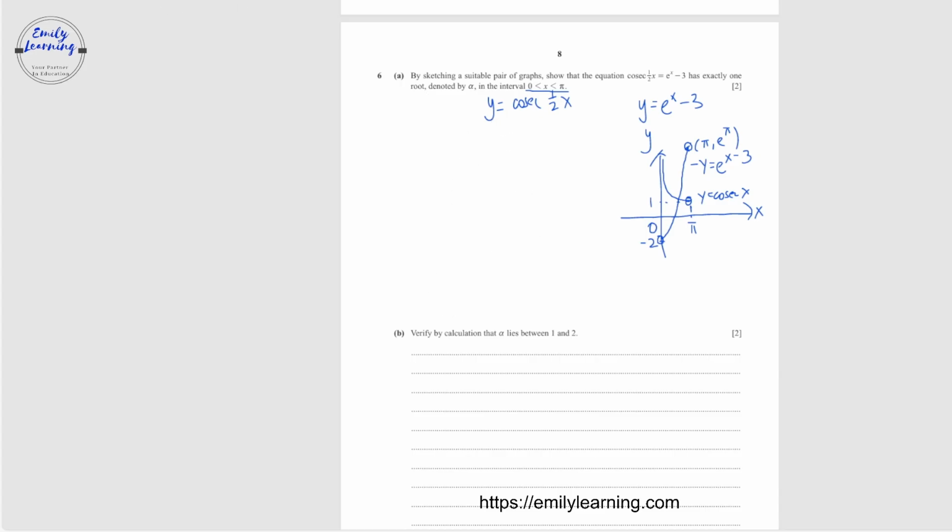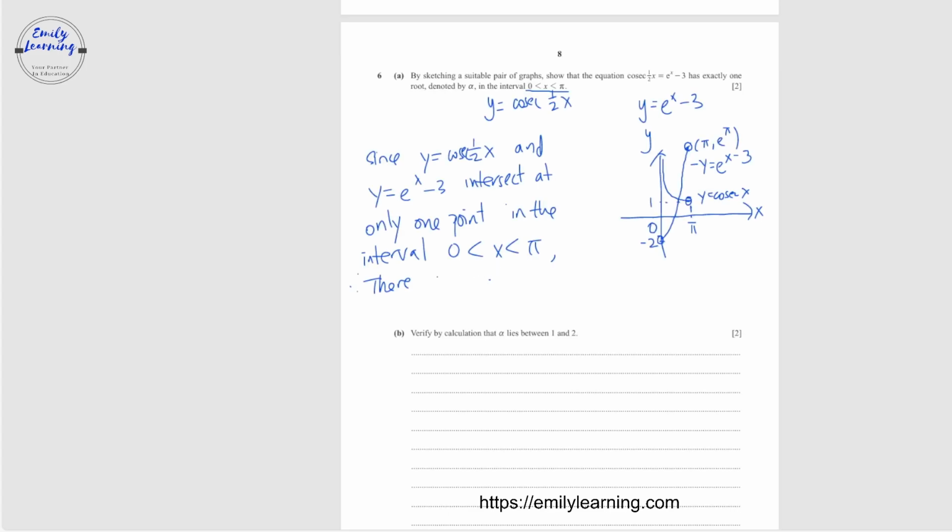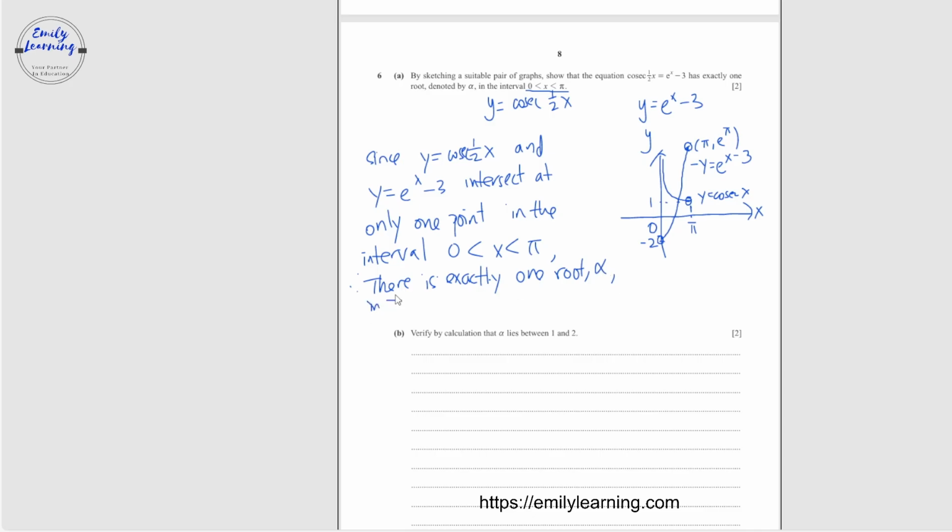Okay, now that we have drawn these two graphs, you need to say that since y equals cosecant half x and y equals e to the power of x minus 3 intersect at only one point in the interval x between 0 and pi, therefore there is exactly one root alpha in the interval x between 0 and pi.